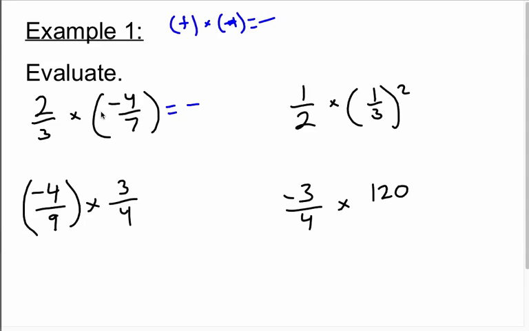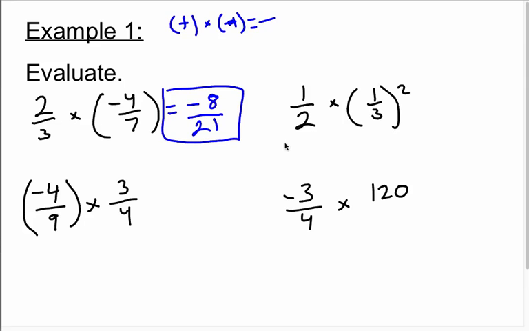We can check here to see if anything cancels, but it doesn't, so we just do 2 times 4 is 8, and 3 times 7 is 21. It's already in simplest form because I couldn't simplify before I multiplied, so I know for sure my answer will be in simplest form.